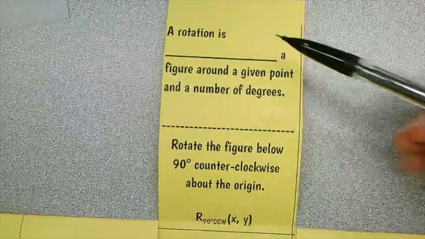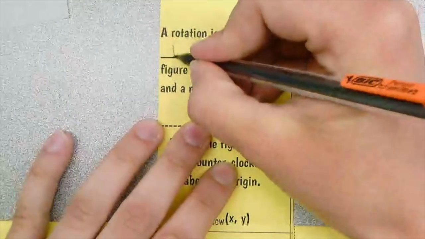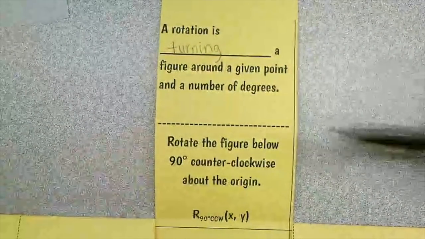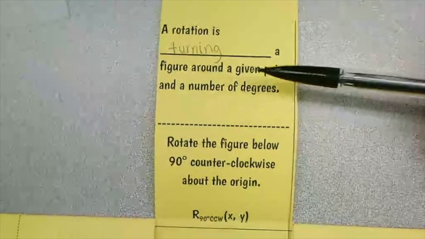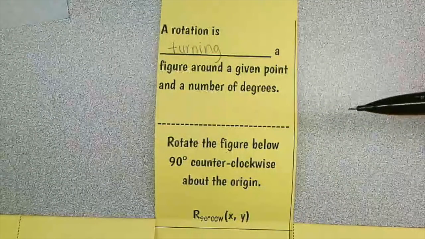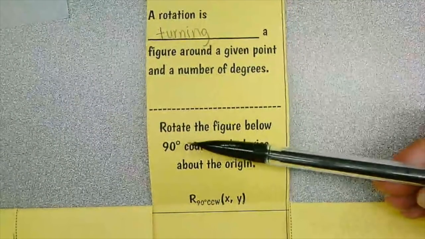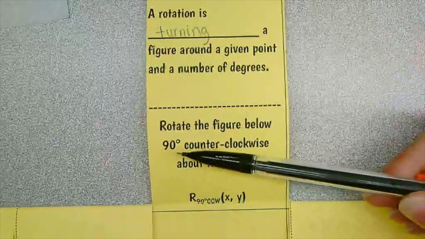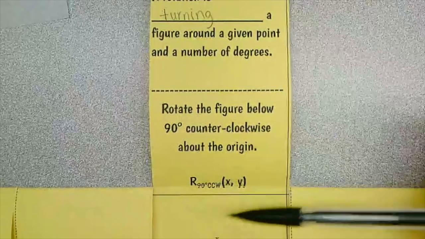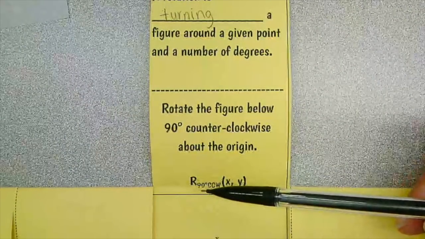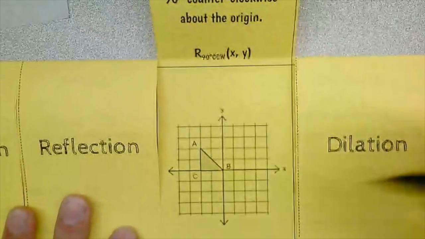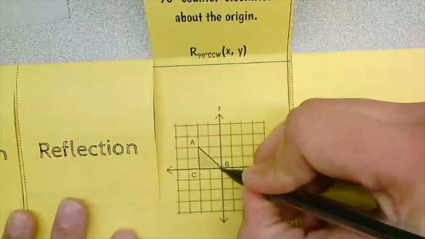For our rotation, a rotation is simply turning a figure around a given point a number of degrees. So you'll be given a point that you need to rotate something around, and you'll be told how far it needs to rotate. So down here we're told that we need to rotate the figure below 90 degrees counterclockwise about the origin. Okay, here's another way that it can be written, capital R, 90 degrees counterclockwise. Okay, so the origin is the spot where the two axes meet. So that's this spot right here.